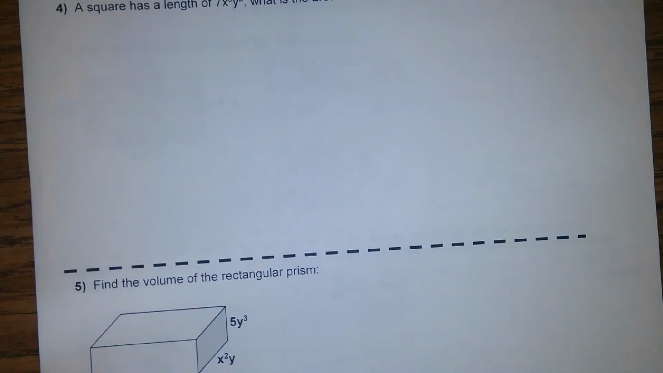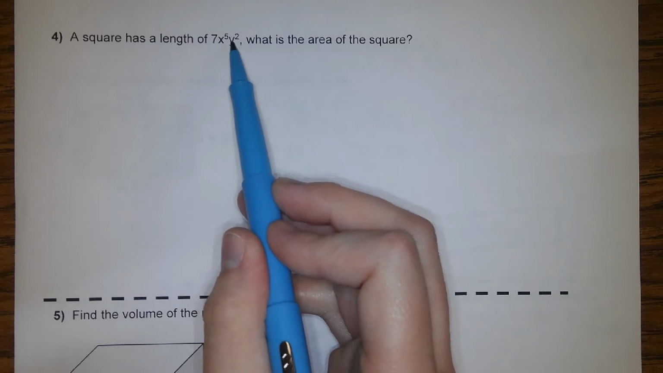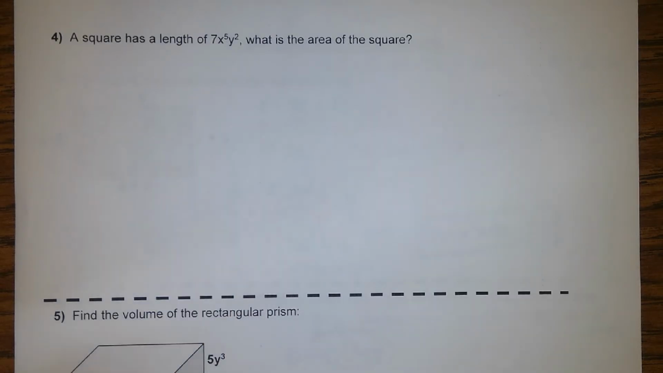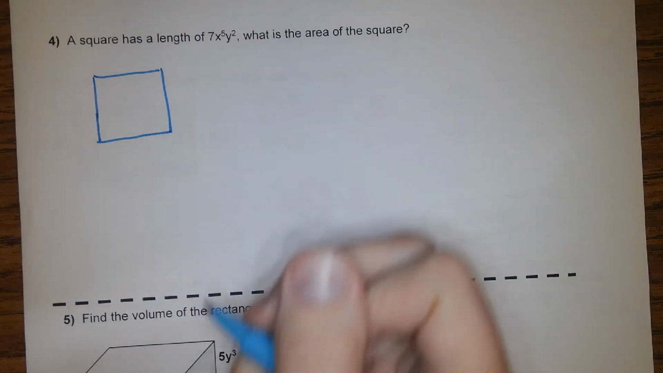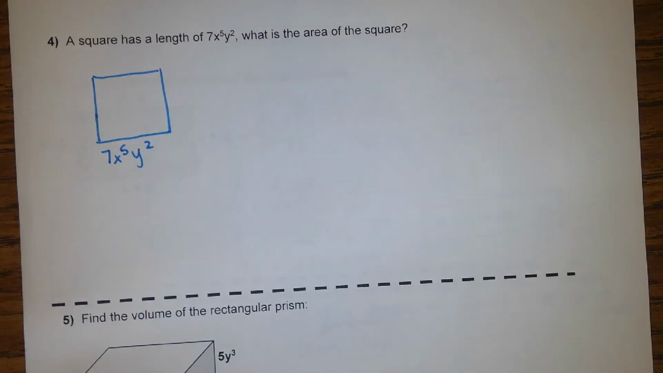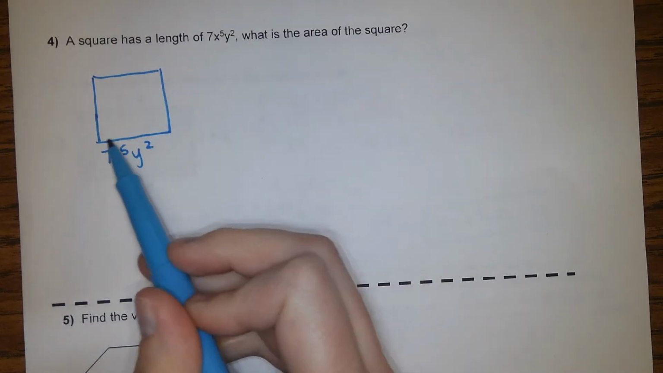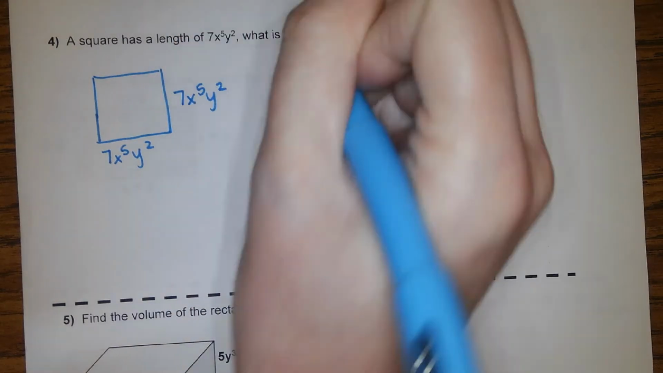All right, let's move on to number 4. A square has a length of 7x to the 5th, y squared. What is the area of the square? Well, this one doesn't give you a picture, so I always recommend drawing a picture. So let's go ahead and draw this. So we see that the one side length would be 7x to the 5th, y squared. And we know that one side of the square is the exact same length as the other side of the square, so we also have 7x to the 5th, y squared, right?